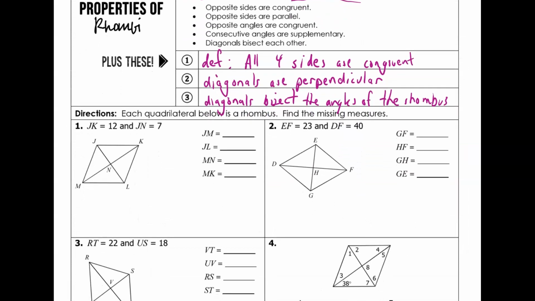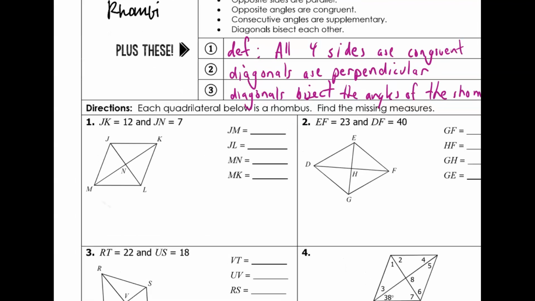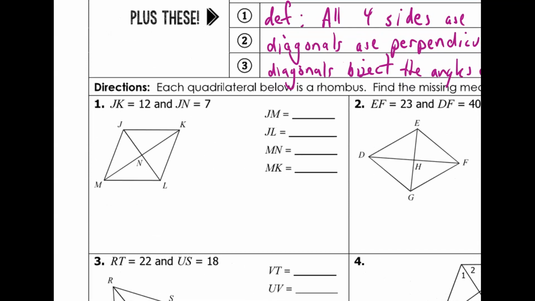The first example has nothing to do with angles. Actually, the first two examples don't really involve angles, except knowing that the diagonals are perpendicular. So you might have some right triangles here. So let's take a look at what's given for example 1 here. We're given that JK is 12. So let's just write that in here. JK is 12. And we're given that JN is 7. So JN, this one right here, is 7.